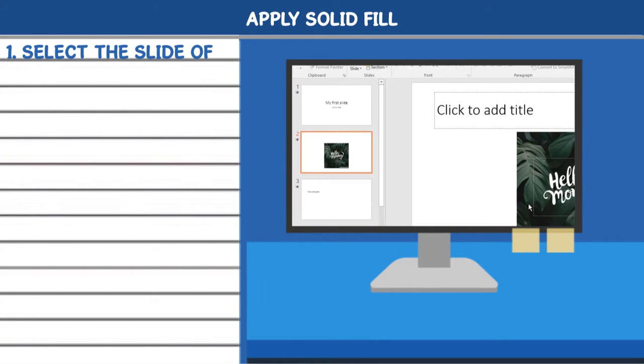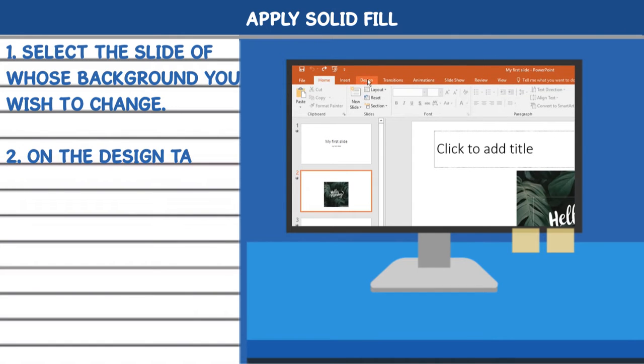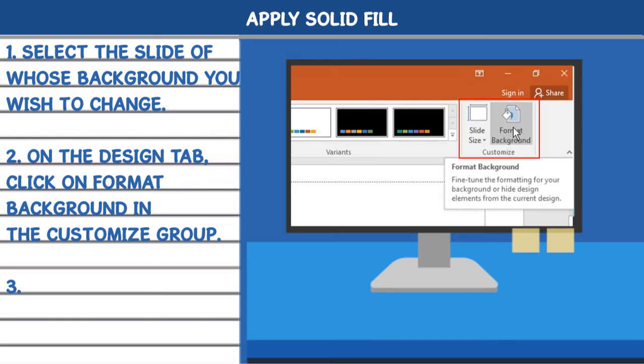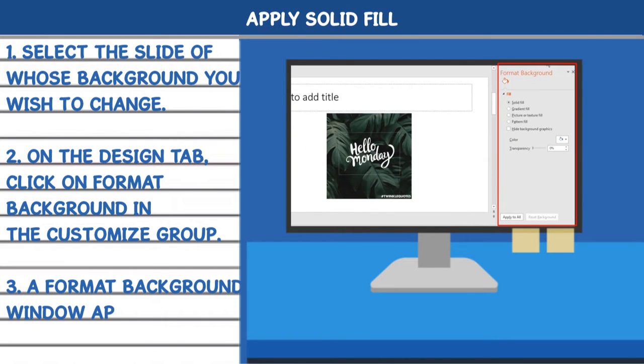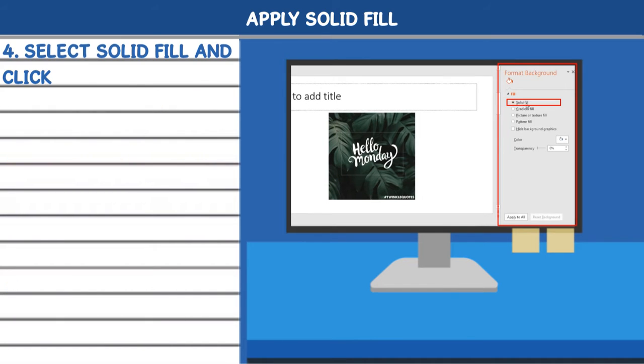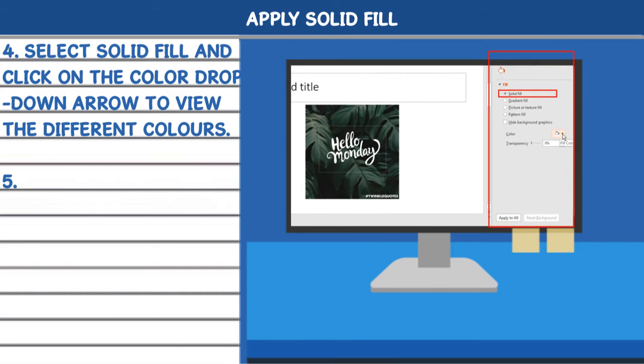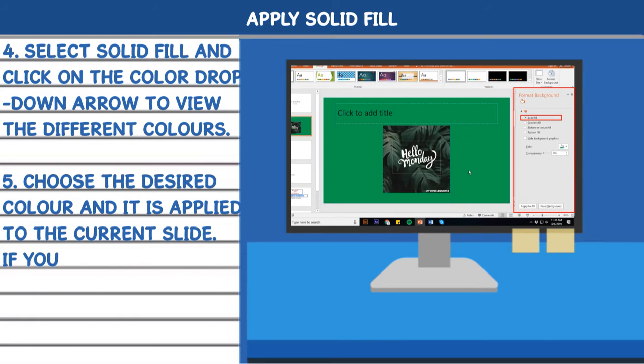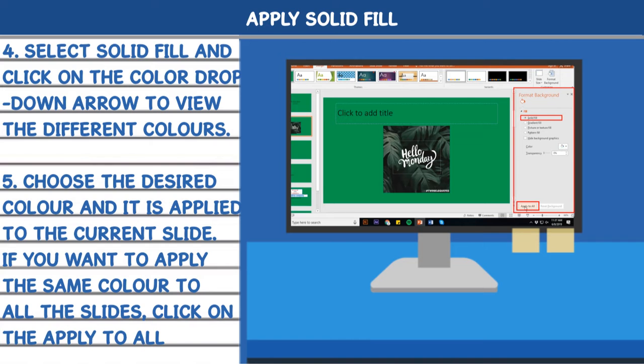Apply solid fill. 1. Select the slide whose background you wish to change. 2. On the Design tab, click on Format Background in the Customize group. 3. A Format Background window appears on the right side. 4. Select Solid Fill and click on the Color drop-down arrow to view the different colors. 5. Choose the desired color, and it is applied to the current slide. If you want to apply the same color to all the slides, click on the Apply to All option.